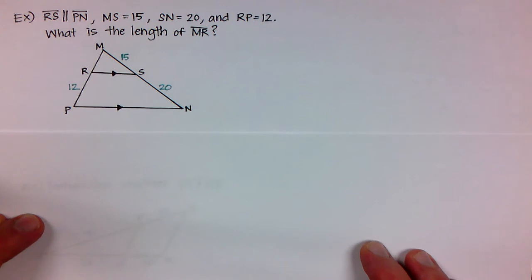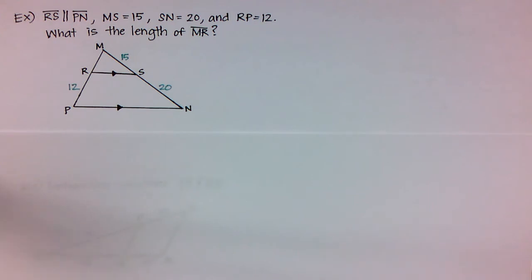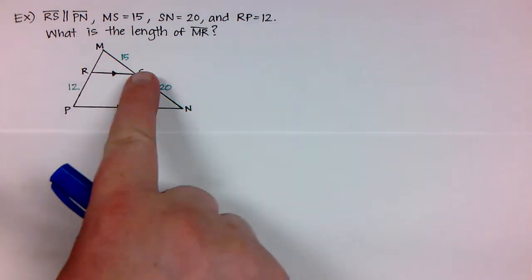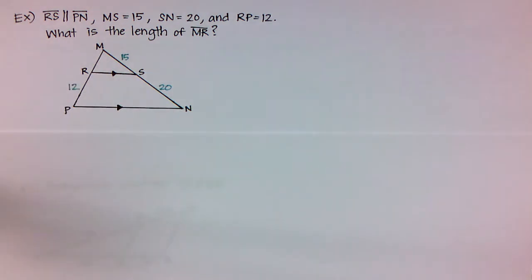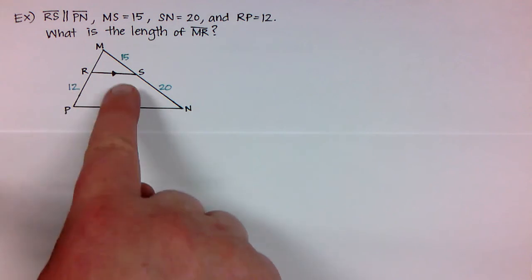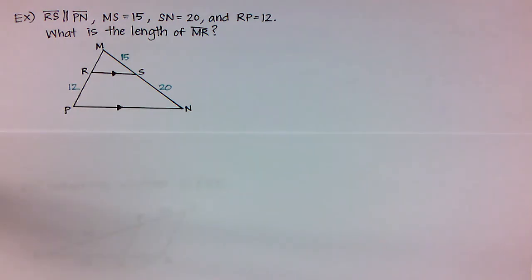Our first example says that RS is parallel to PN, okay? So these are two lines. One is inside the triangle, one is at the base, and I'm given three of the segment lengths. I'm given MS is 15, RP is 12, and also SN is 20. And I want to find that other length, MR.